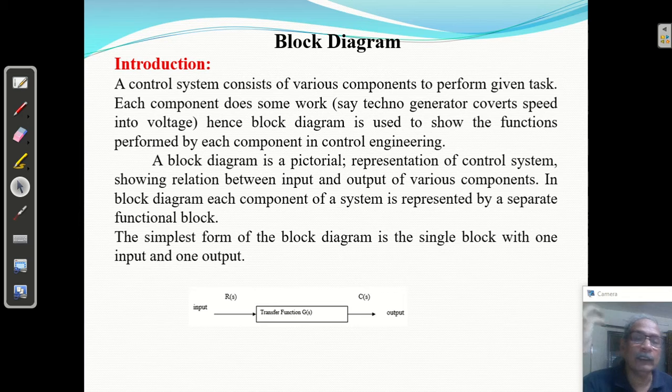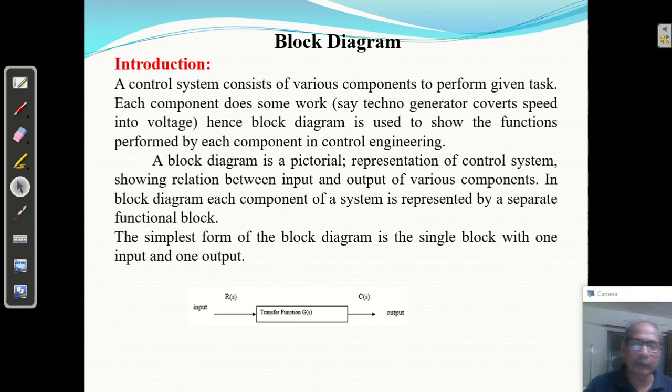So we can say, what is a block diagram? Block diagram is a pictorial representation of control system. It is a pictorial representation of control system showing relations between input and output of various components. In block diagram, each component of a system is represented by a separate functional block.